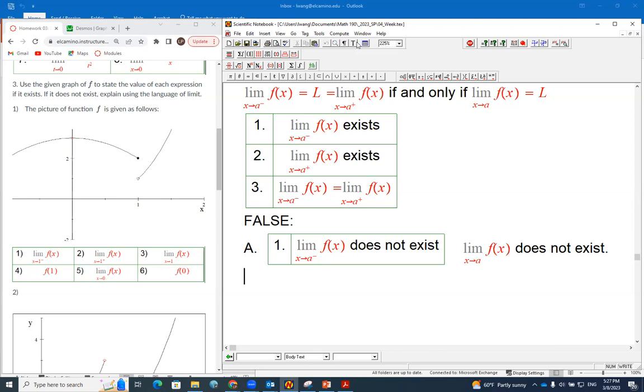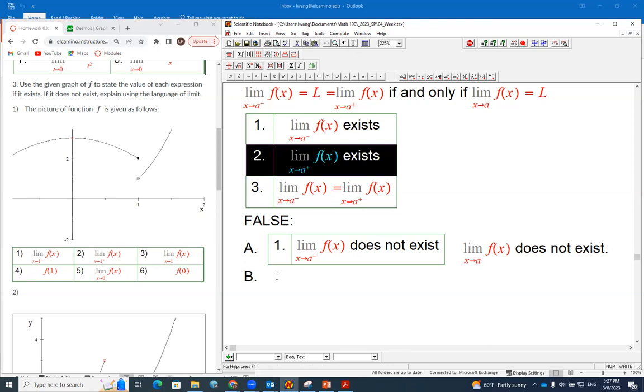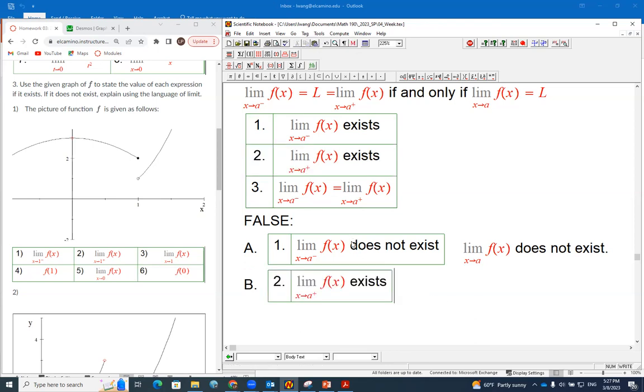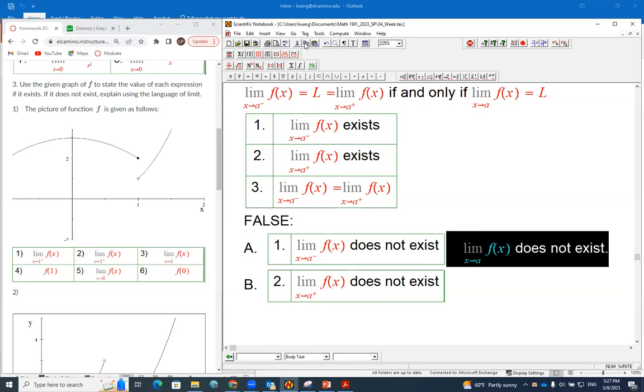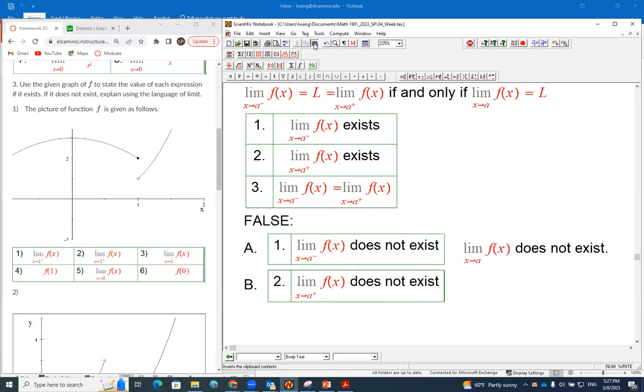Are there such cases? Of course, and you will encounter them. Second one, it could be that this one does not exist. The limit from the right does not exist. In that case, you don't have to do anything. You can just declare that the limit does not exist.